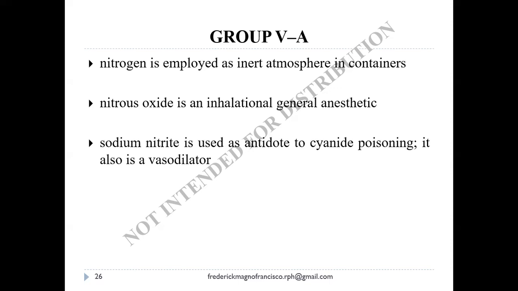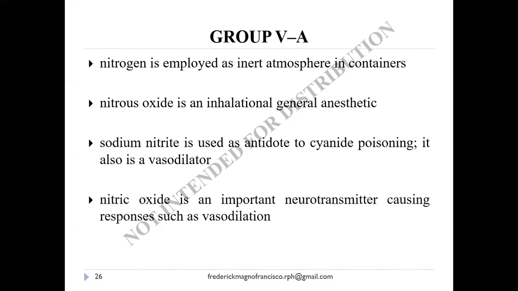It also is a vasodilator, but is slower acting than the organic nitrite and nitrate esters commonly used for this purpose. Nitric oxide is an important neurotransmitter produced by neurons and other cells, causing responses such as vasodilation by acting as a ligand for iron in a heme group with a resulting lowering of blood pressure. This knowledge rationalizes the action of drugs such as the organic nitrites and sodium nitroprusside.